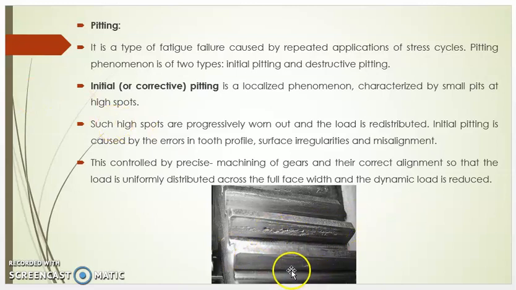On some of the gear teeth, these small pits are there. Such high spots are progressively worn out and the load is redistributed. Initial pitting is caused by the error in tooth profile, surface irregularities and misalignment. These are controlled by precise machining of gears and their correct alignment so that the load is uniformly distributed across the full face width and the dynamic load is reduced.